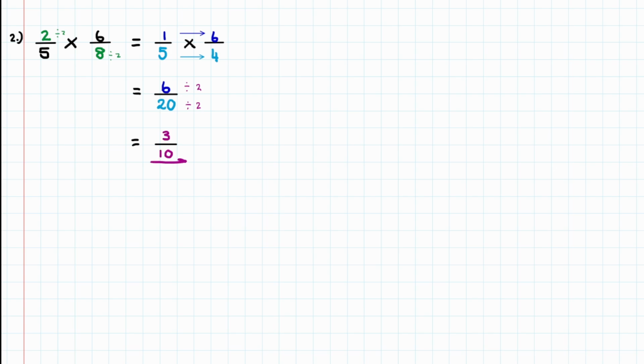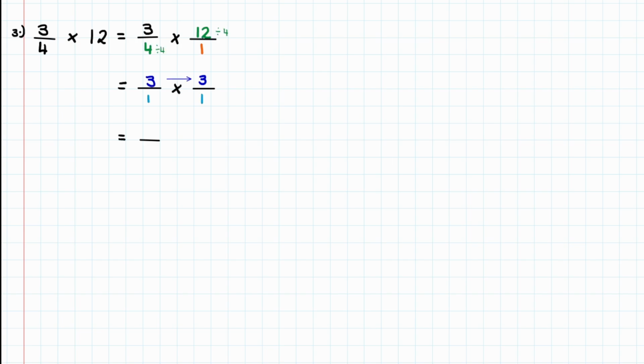Let's try another example. 2/5 times 6/8. I can cross-cancel the 2 and the 8 by dividing them both by 2. This leaves me with 1 over 5 times 6 over 4. Since there's nothing else that I can cross-cancel, I'm going to multiply my numerators, which gives me 6, and my denominators, which gives me 20. 6 over 20 can be simplified down to 3 over 10.